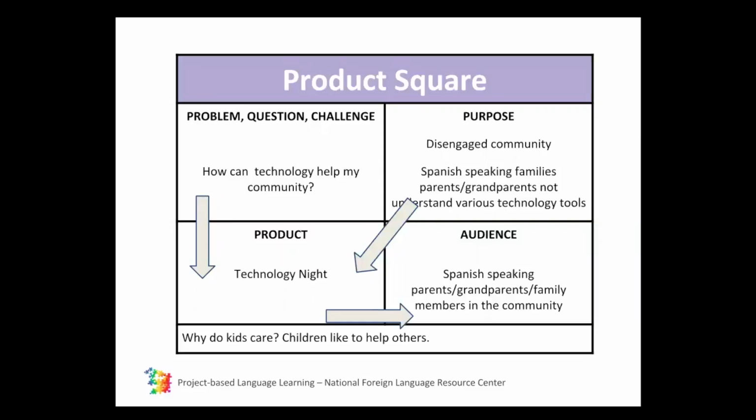So here's the completed square. And how do we know we're on the right track? Well, each square is completed and relates to the question. Does the technology night address the question, how does technology help my community? Yes. Would the audience care for the technology night? I think you could argue yes.